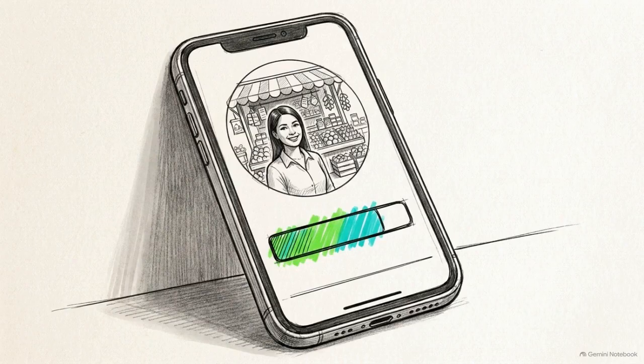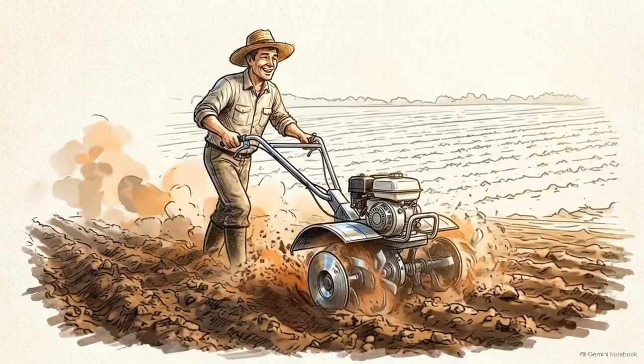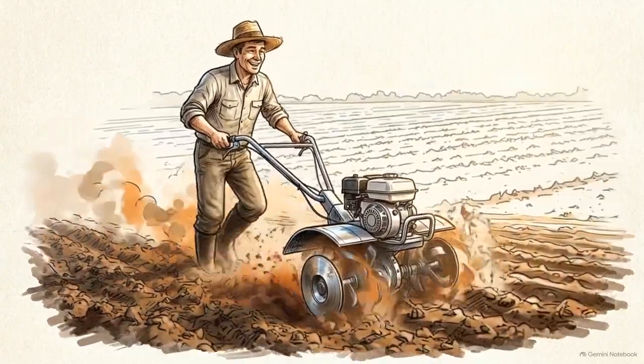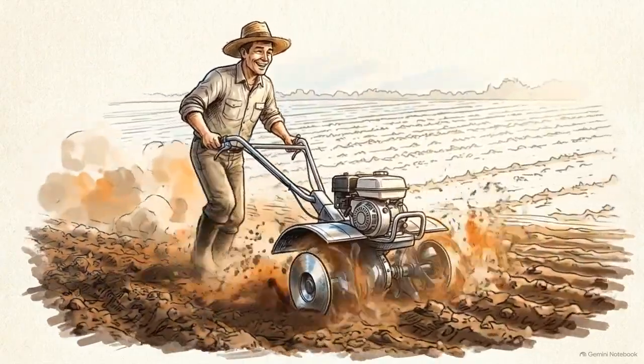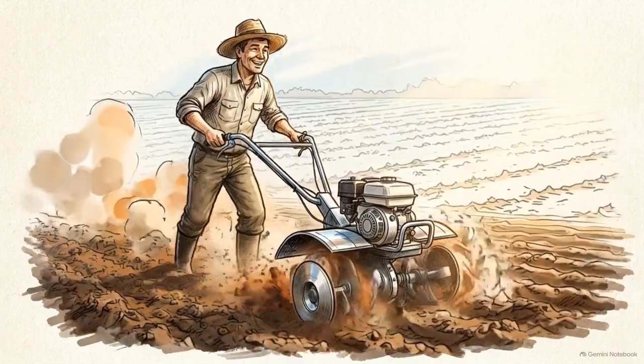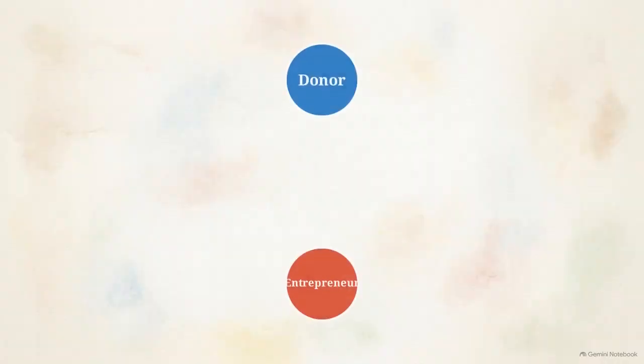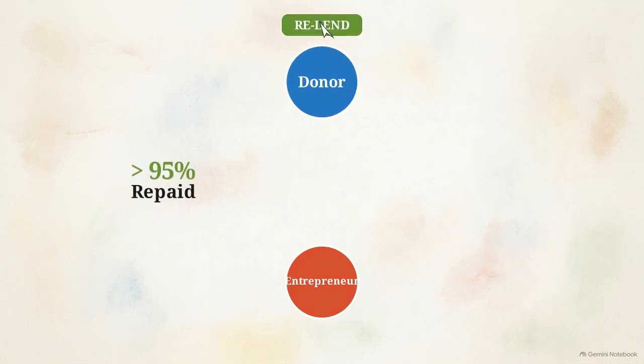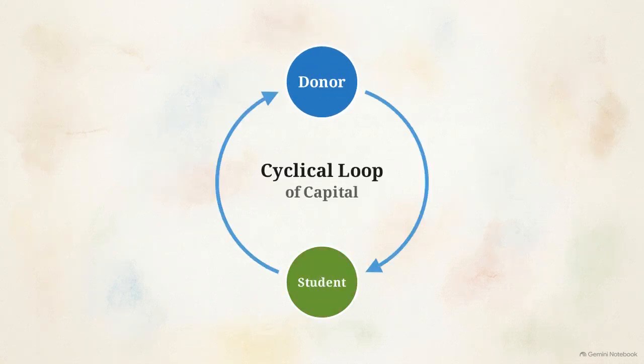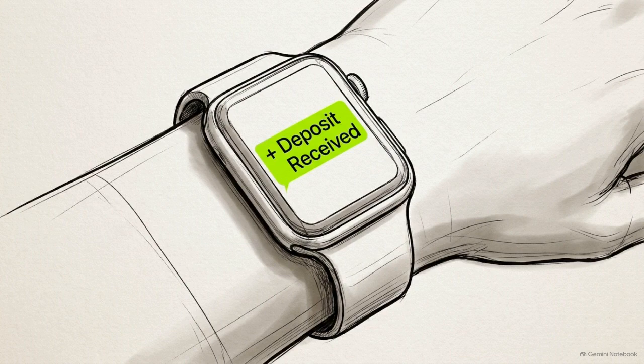The second category is microlending. Platforms like Kiva allow you to support specific individuals directly. Instead of giving an unrestricted grant, you are funding targeted loans for students, farmers, or small businesses around the world. Because the historical repayment rate sits at over 95%, this creates a cyclical loop of capital. As the entrepreneur pays back the loan, those funds return to your account.